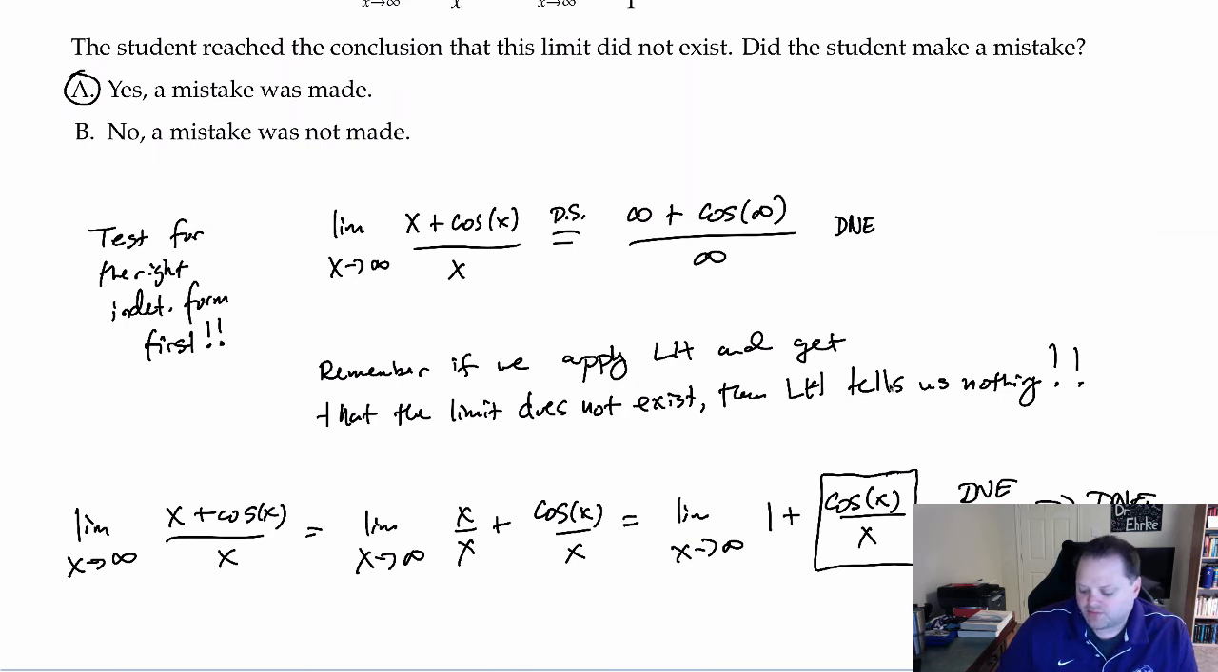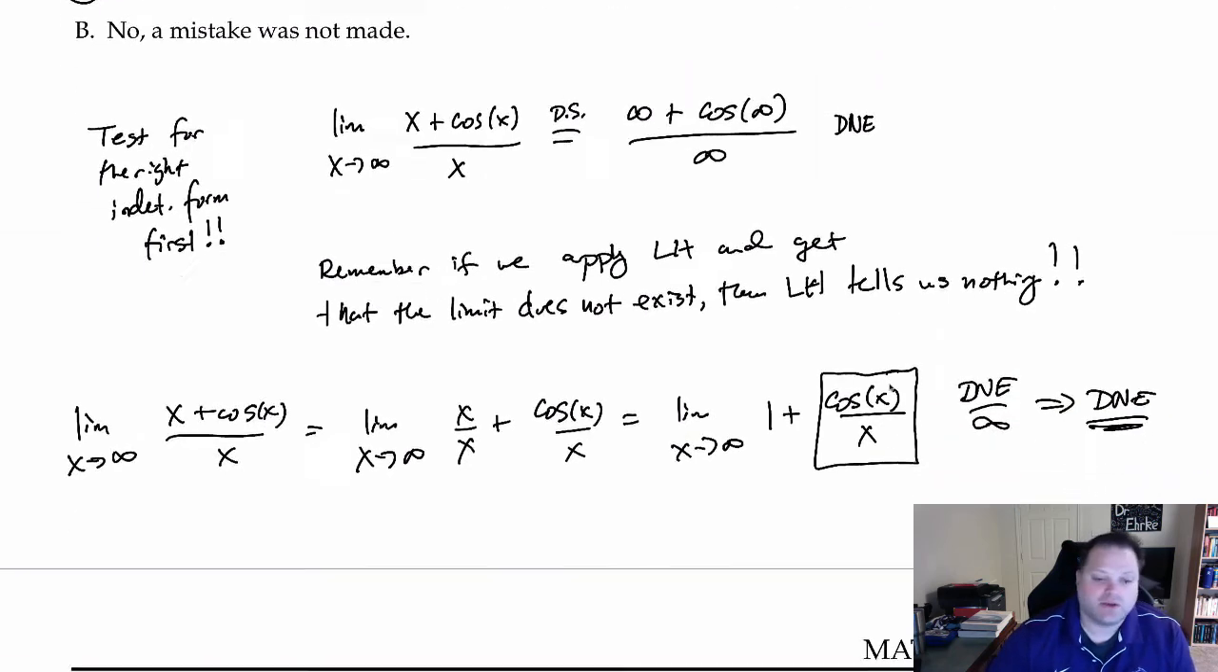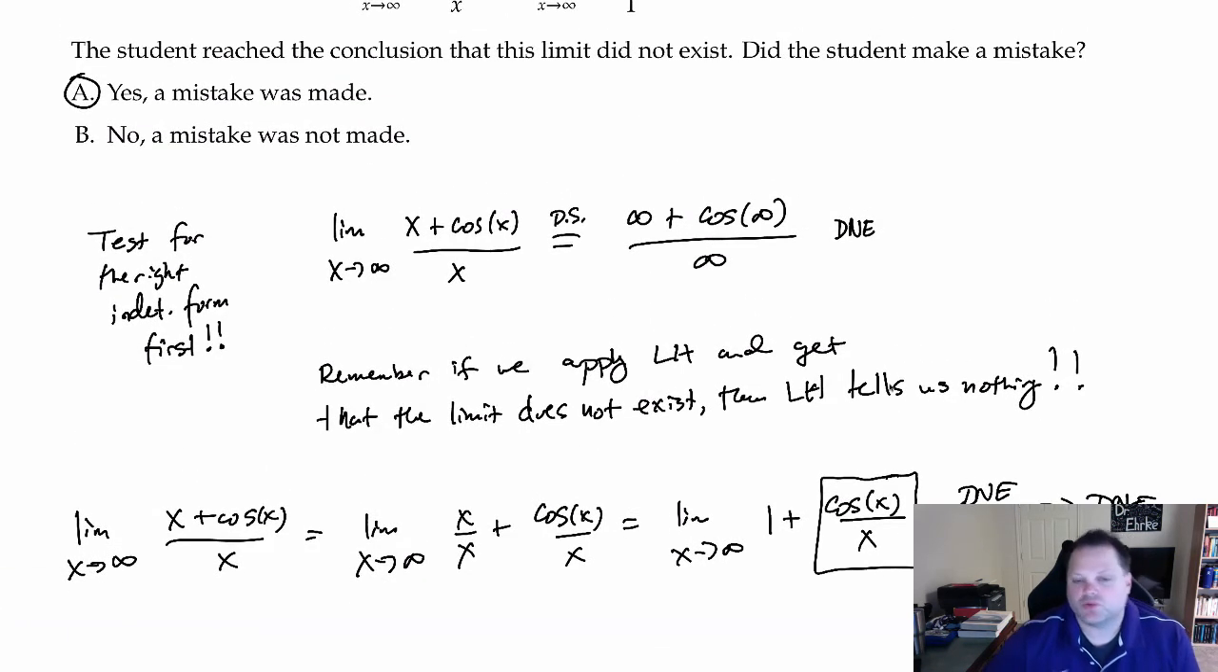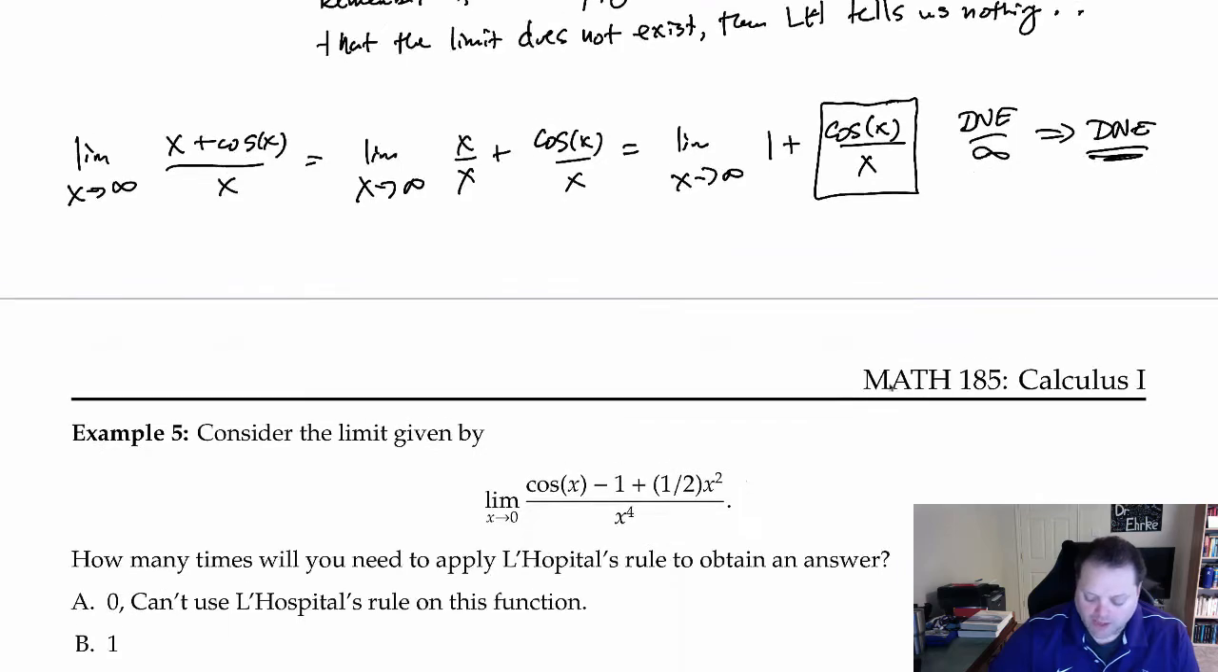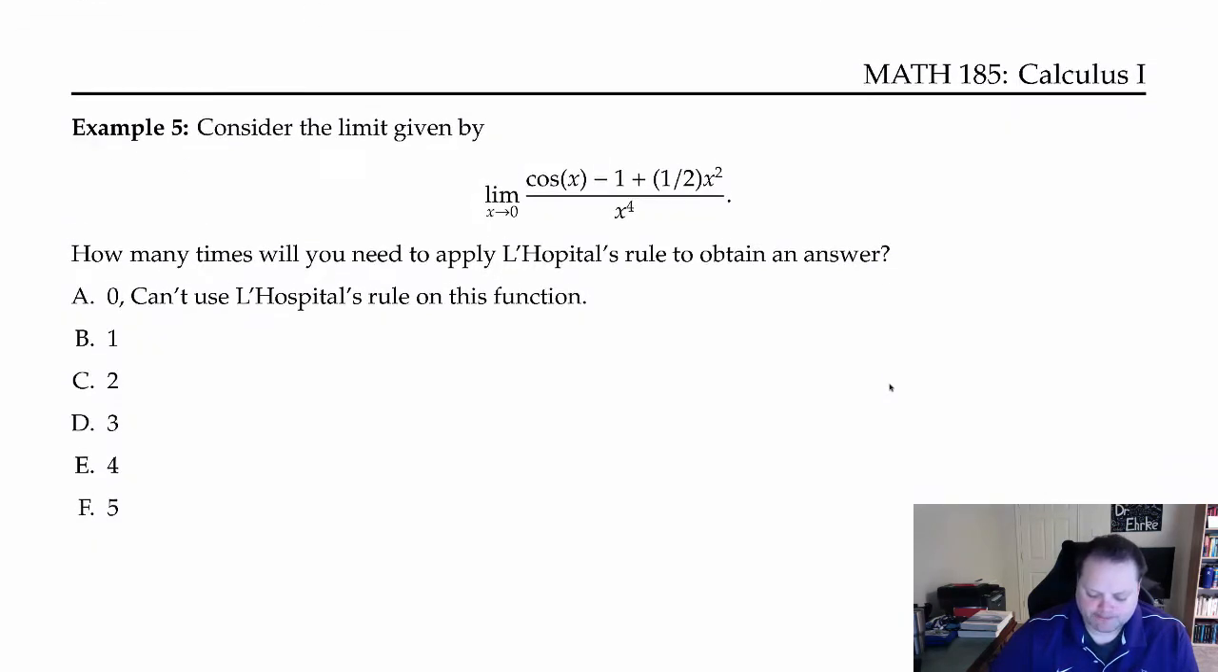This limit just flat out doesn't exist to begin with. So applying L'Hopital's rule to prove that is not something that we care about. It's not something that L'Hopital's rule is made to be used for, is probably a better way to say it. So yes, there's definitely a mistake here.